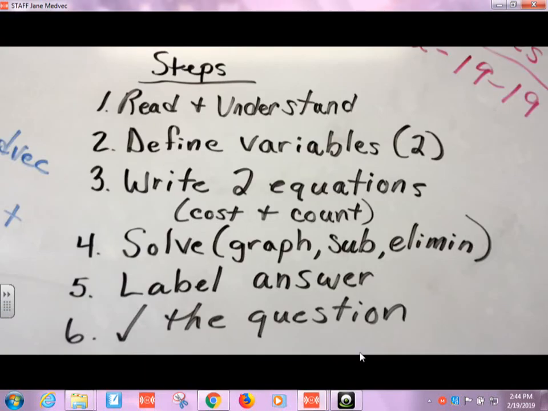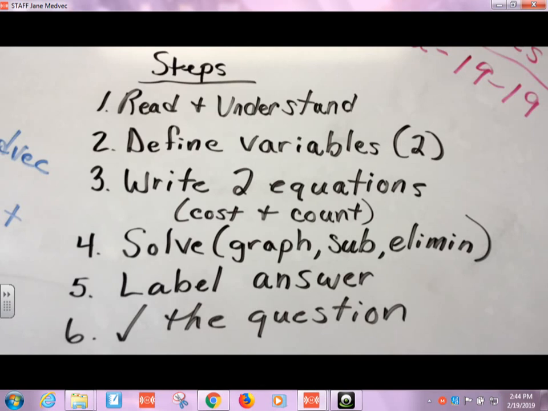Right, the first thing we're going to do today is review some of the steps that we looked at yesterday. Again, this is when we do word problems. The first thing we're going to do is read and understand the problem. What is the problem essentially talking to us about? The second thing we're going to look at is defining two variables. And in our examples yesterday, we did x and y.